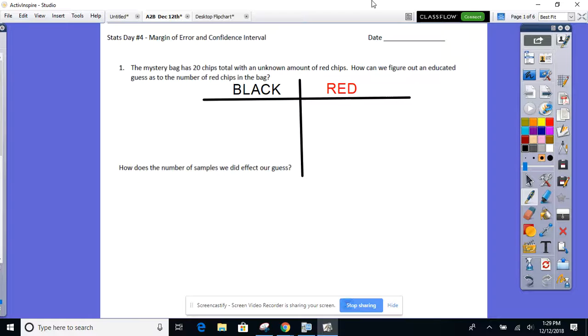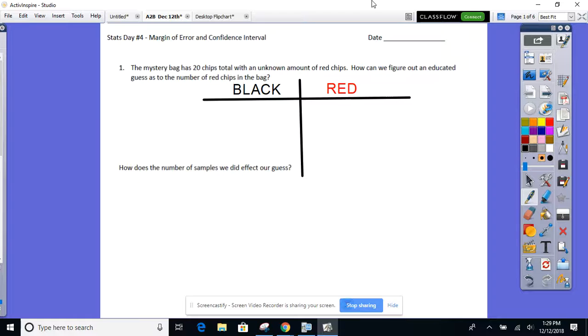I'm going to pass the mystery bag around. You are not going to look inside. All you are going to do is ruffle around, take out a chip. We'll record if it's red or black. You're going to put it back in. I want to do that 30 times, and then we'll see if we can make a prediction on how many reds we actually think are in here. All right, so here we go, everyone. I'm just going to pass the old bag around. We're going to tally up how many reds there are, and then we'll talk.